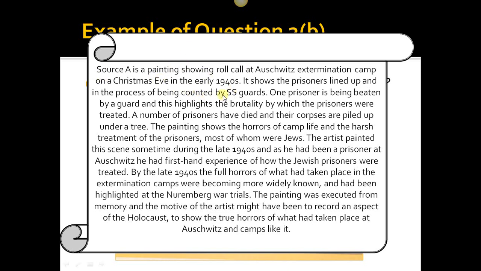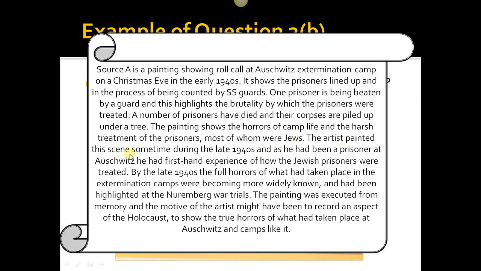So that person has shown knowledge that it depicts roll call in the early 1940s. It shows the prisoners lined up and in the process of being counted by SS guards. One prisoner is being beaten by a guard. This highlights the brutality by which the prisoners were treated. A number of prisoners have died and their corpses are piled up under a tree. The painting shows the horrors of camp life and the harsh treatment of the prisoners, most of whom were Jews.